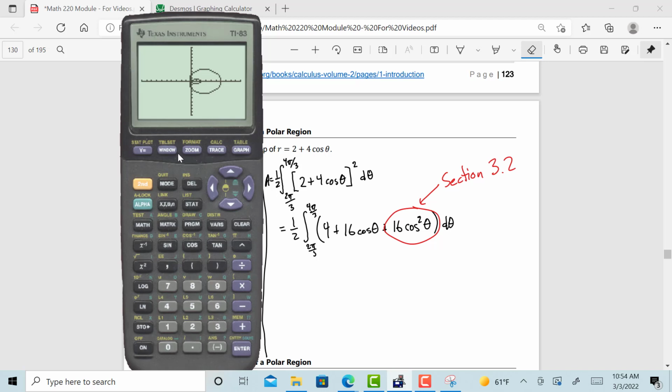So if we go to the window, we can change. I like to use the graphing calculator to kind of check to make sure my bounds are okay. So remember, our integral had the bounds 2 pi over 3 to 4 pi over 3. Let's go to the window and let's change those theta bounds.